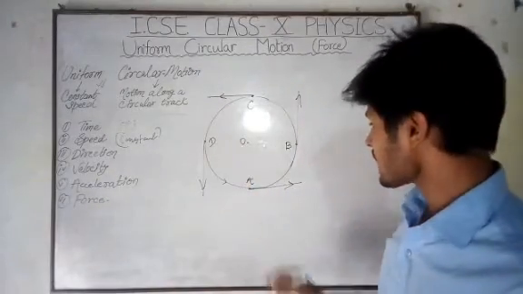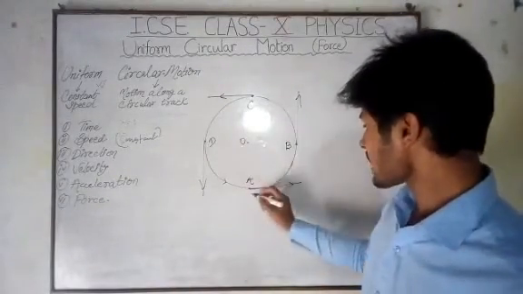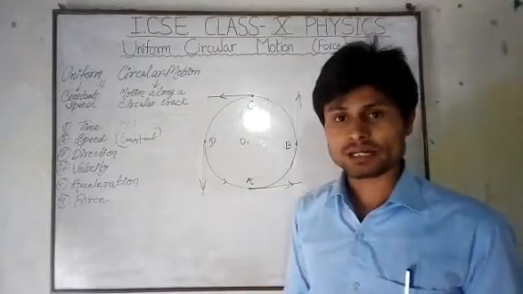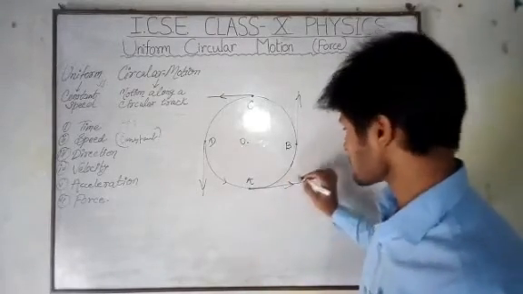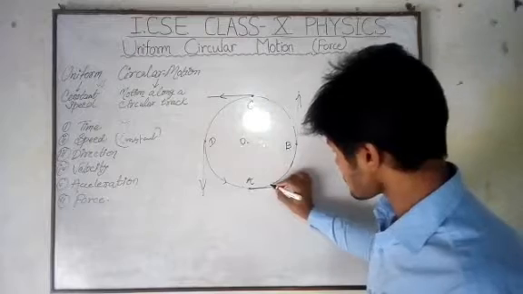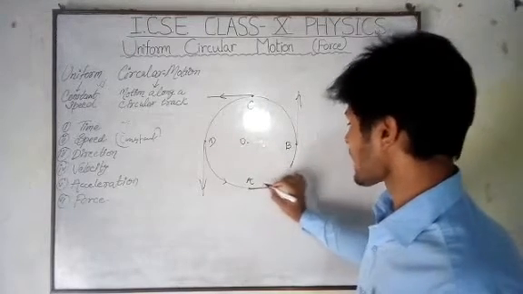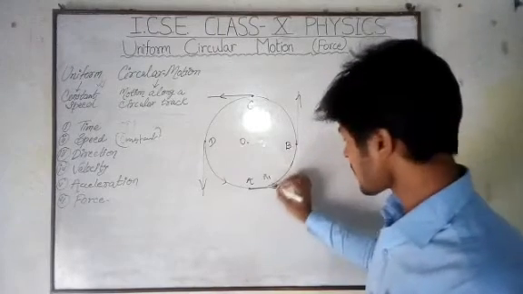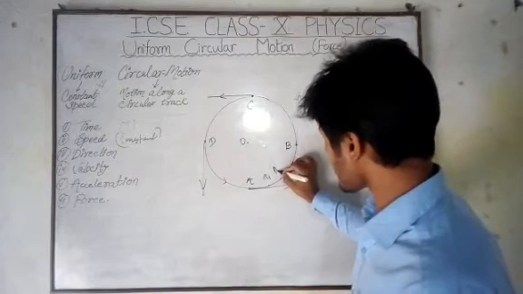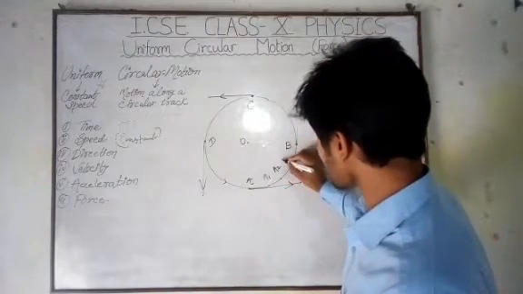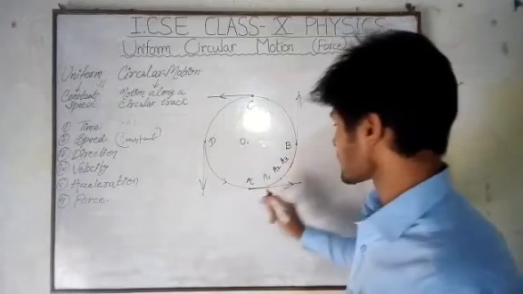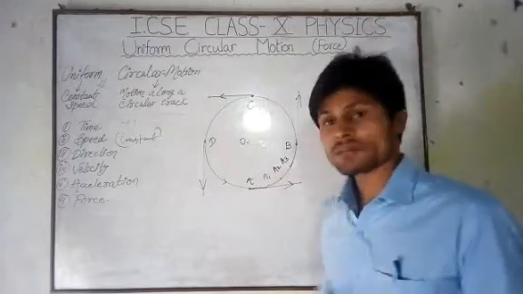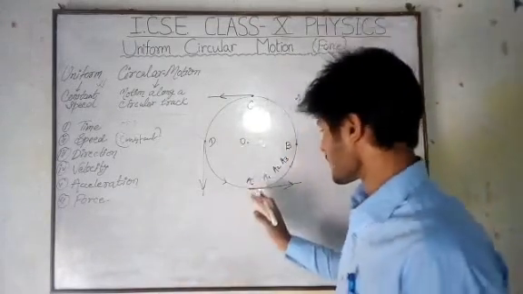So what we found is that at different points the direction of motion is different. If we consider any points, suppose after the point A there is a point A1, after A1 there is one more point A2, and after that there is one more point A3. That means A1, A2, A3 are the very next points after A.